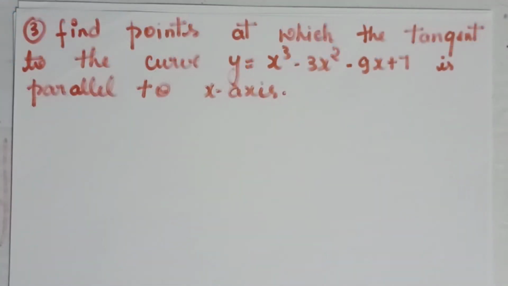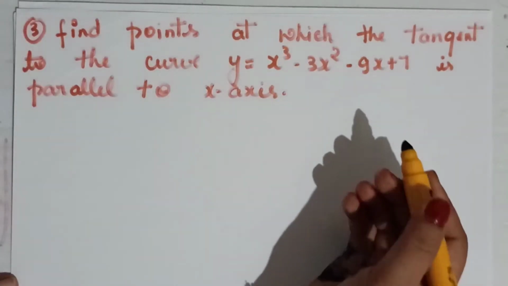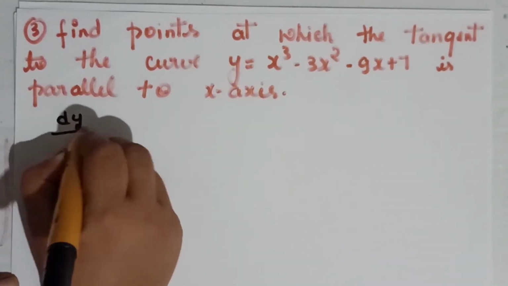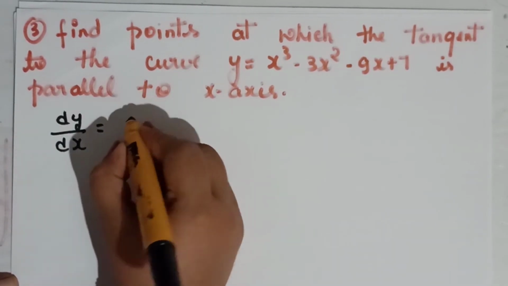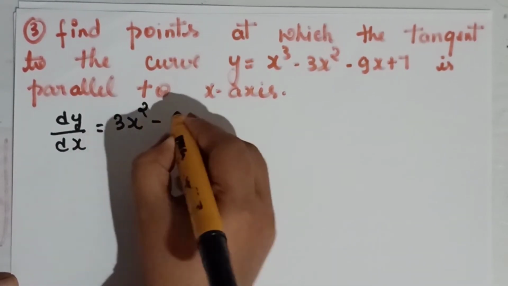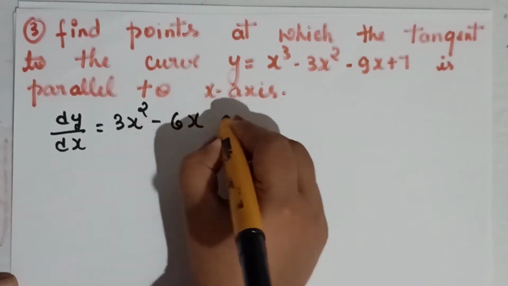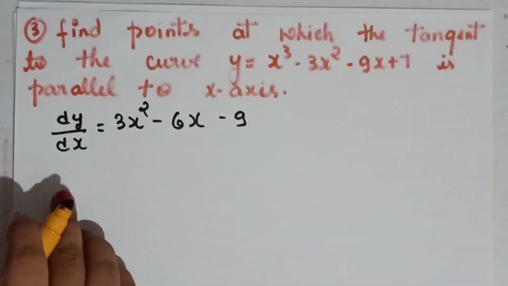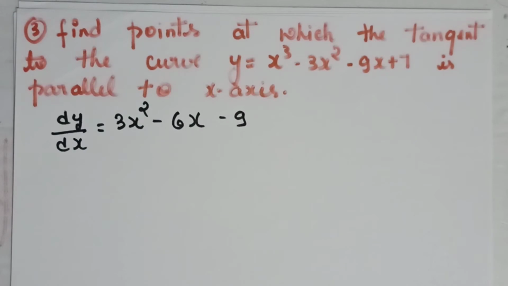The third question: find points at which the tangent to the curve y is equal to x cube minus 3x square minus 9x plus 7 is parallel to x axis. So first we will find the derivative of the given curve. So dy by dx is equal to 3x square minus 6x minus 9. This will be the derivative of the given curve, and this is the slope of the tangent.